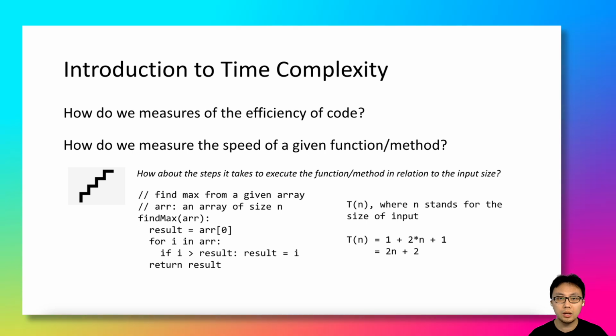The for loop runs for n times, same as the input size. In the end, the return statement is always executed. So that will give us 2 multiplied by n plus 2 steps in total.